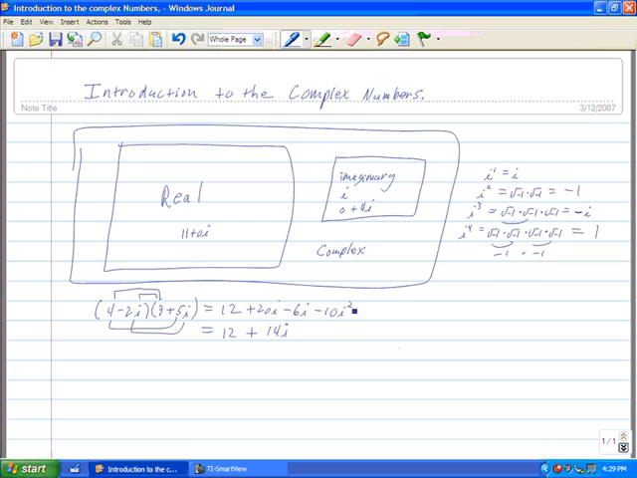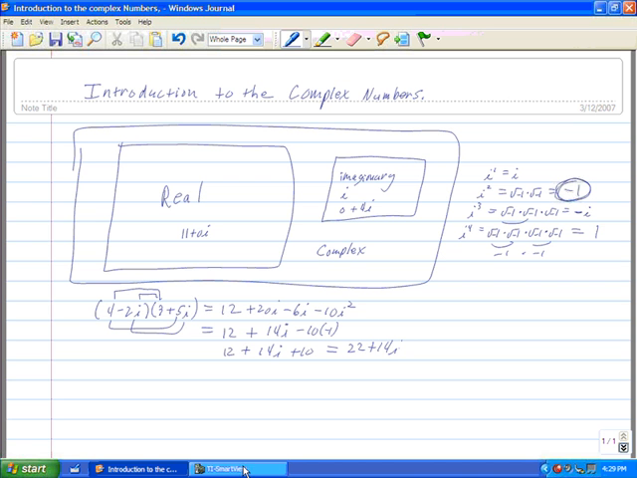And remember that i squared means negative 1. So this minus 10 times i squared becomes minus 10 times negative 1. So this becomes 12 plus 14i plus 10. When I combine terms one more time, I get 22 plus 14i.